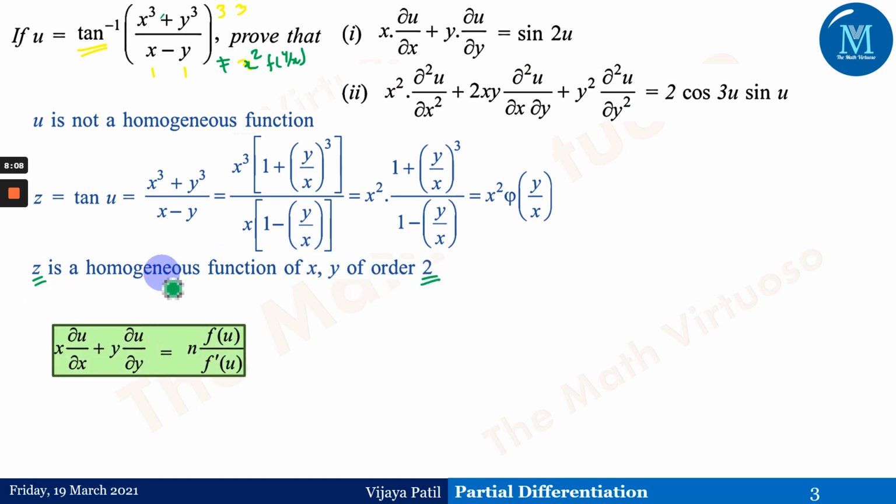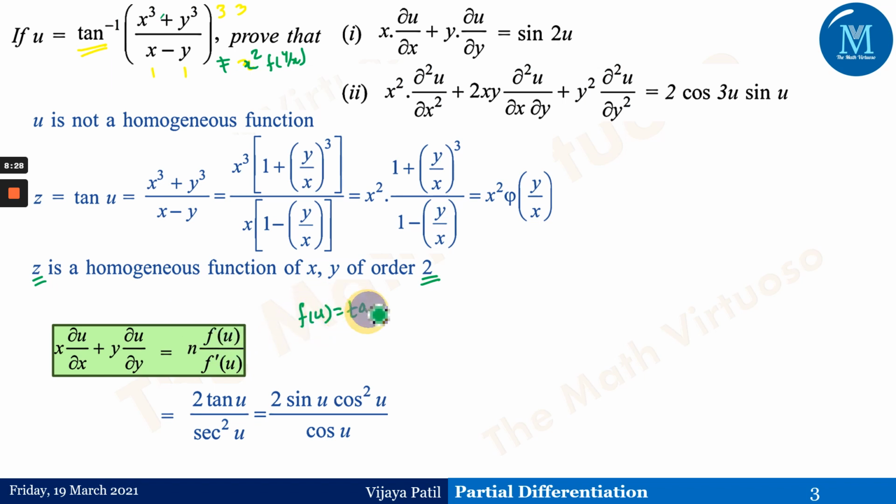If this is so, then we have this particular identity, a deduction we solved in the previous session. So x dou u upon dou x plus y dou u upon dou y is equal to n into f of u upon f dash of u. What is f of u here? F of u in the present case is tan u. So what is f dash of u? F dash of u will give you sec square u.